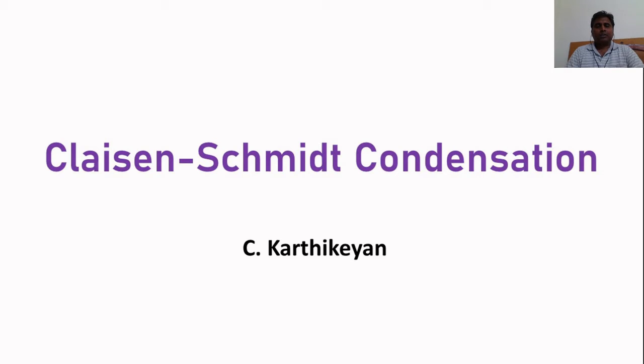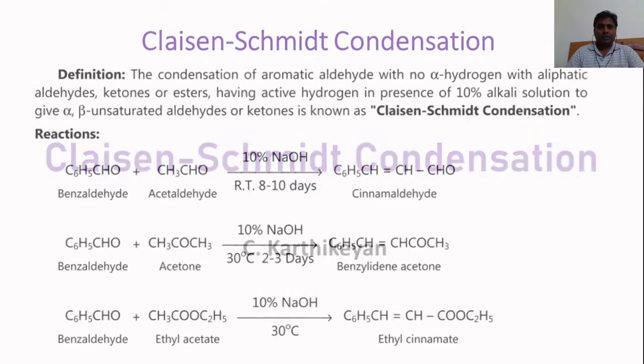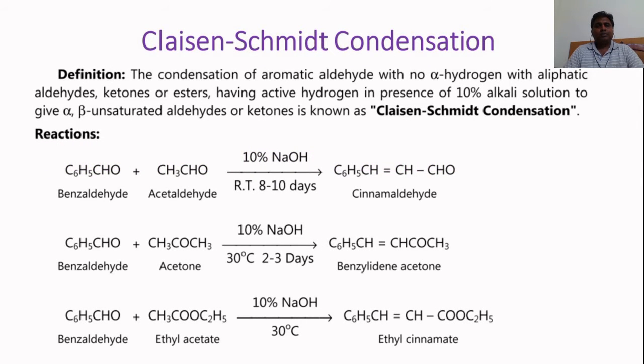Hello everyone. So in today's lecture we will discuss the Claisen-Schmidt condensation. Now Claisen-Schmidt condensation is a special type of aldol condensation and it has a high degree of similarity with aldol condensation because of a common intermediate. Both aldol condensation and Claisen-Schmidt condensation involve formation of enolate ions as intermediates.